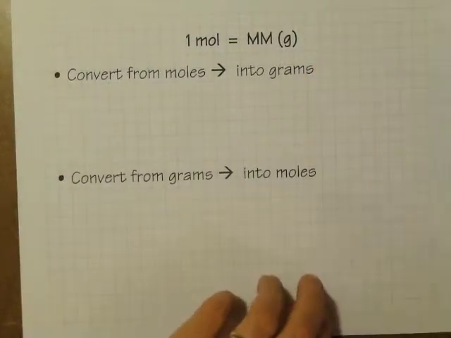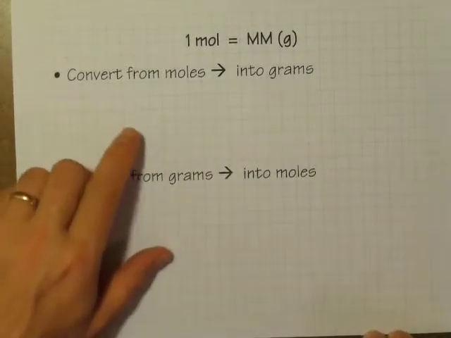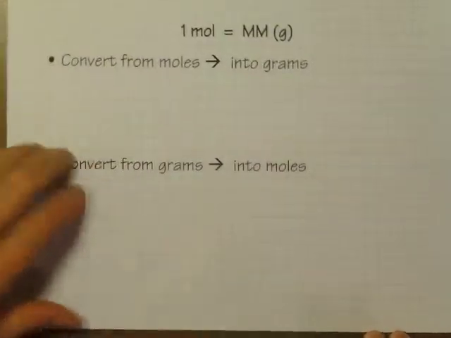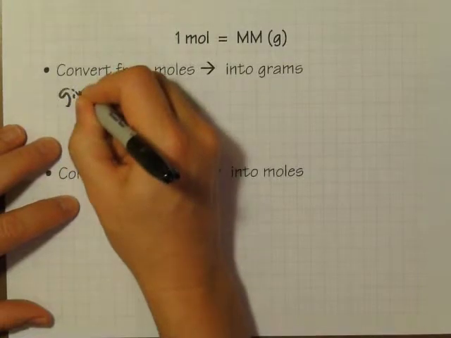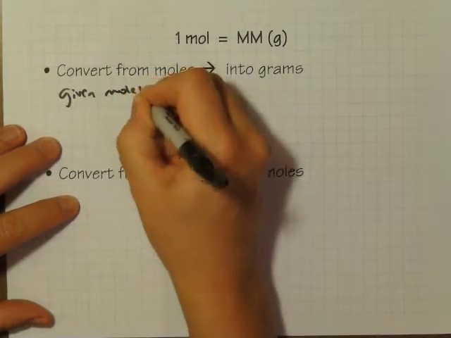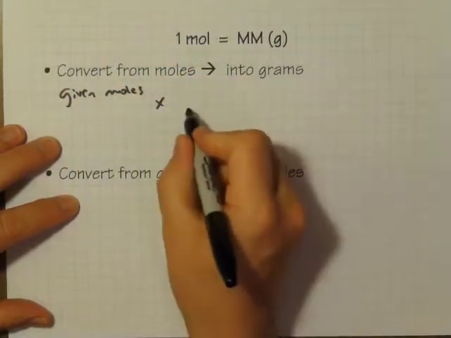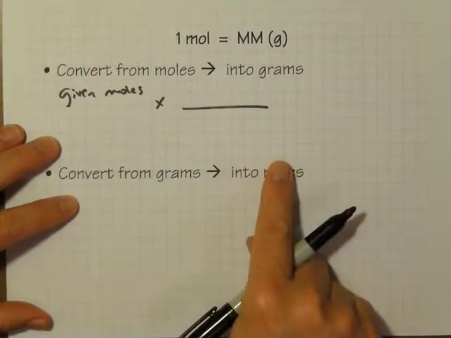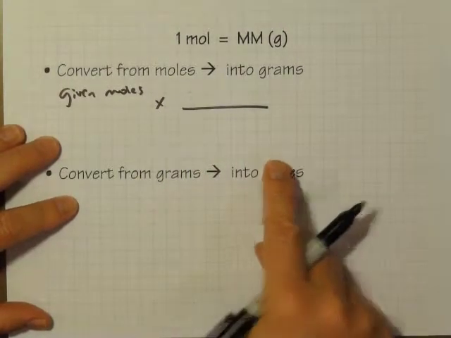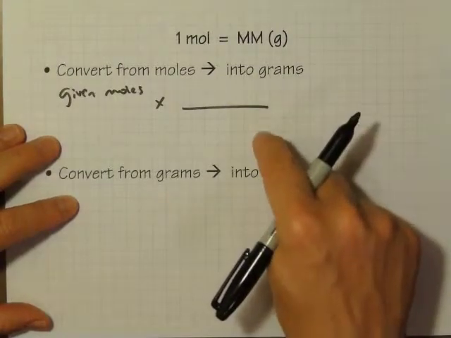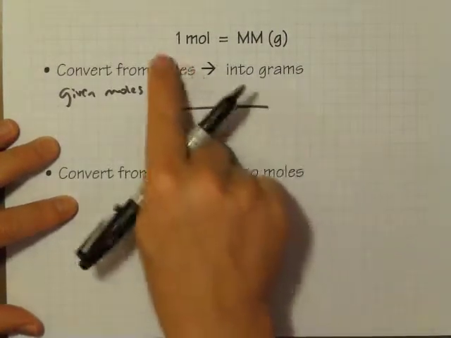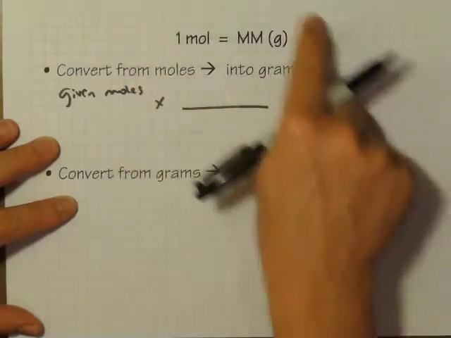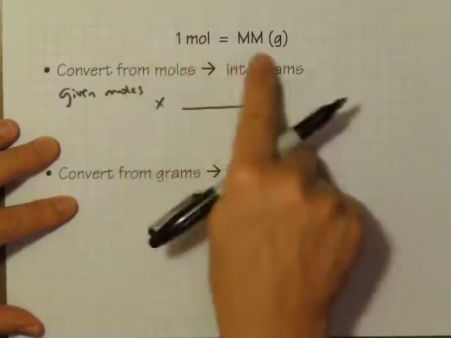And the way that we set up these problems is like this. Suppose I'm looking at a problem and I'm given moles, and I'm trying to find grams. The way that we set up the problem is to multiply by a fraction. Now, in the fraction, we're going to put something in the top and the bottom. And the thing that goes in the top and the bottom is going to come from these two quantities that are equal to each other.